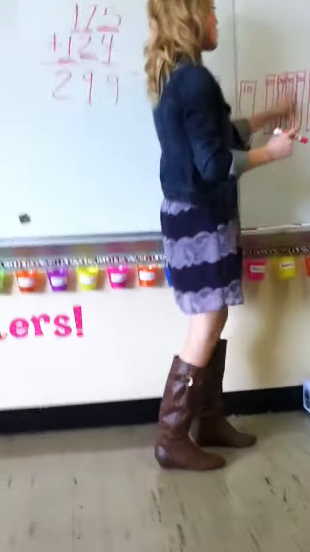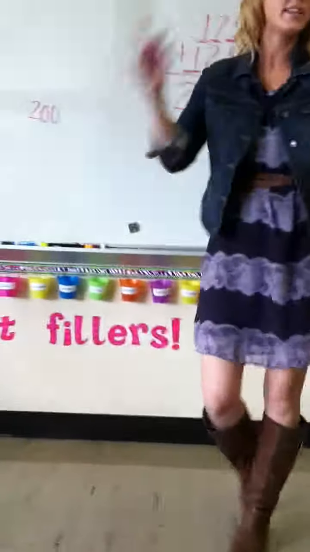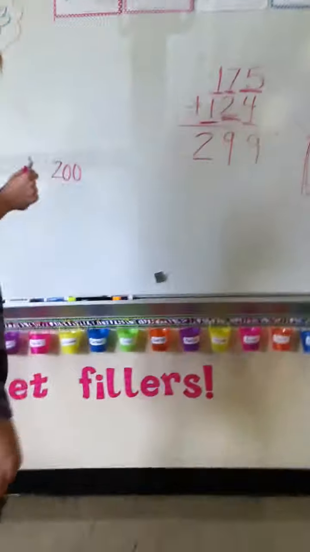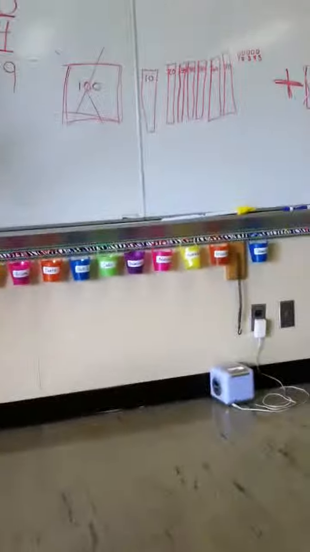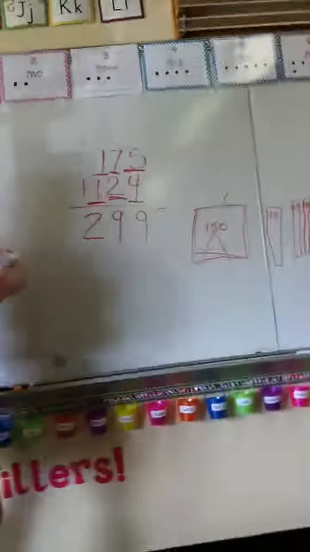Now let's add our tens. Let's look at our tens. We have 10, 20, 30, 40, 50, 60, 70, plus 20 more. So we have 7 tens plus 2 tens. What's 7 plus 2, Shemaya? 9. So we have how many? 9 tens has the value of what? 90. Good. So we have 200 plus 90.